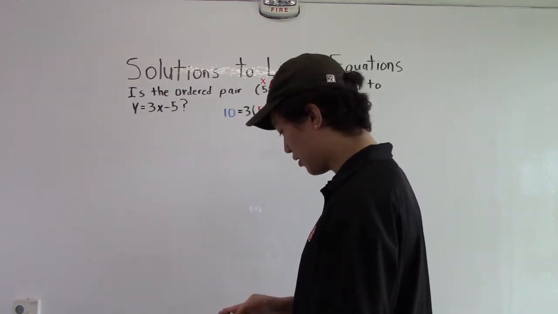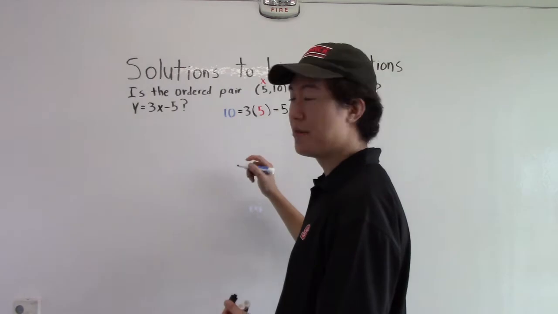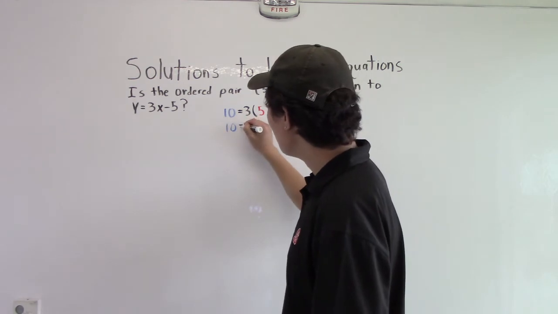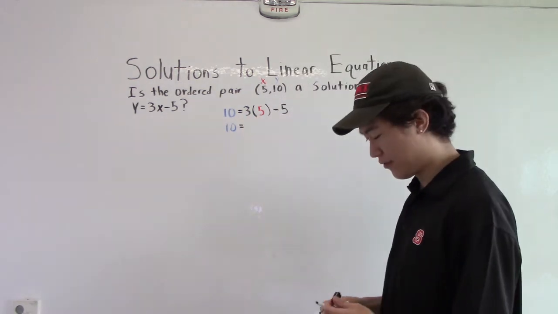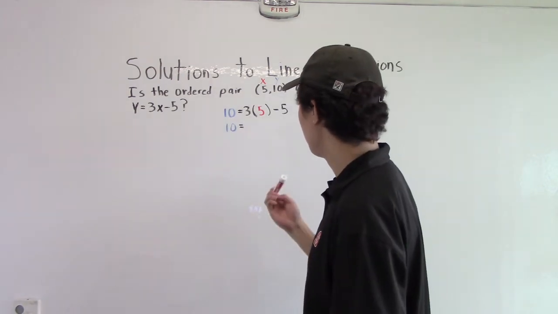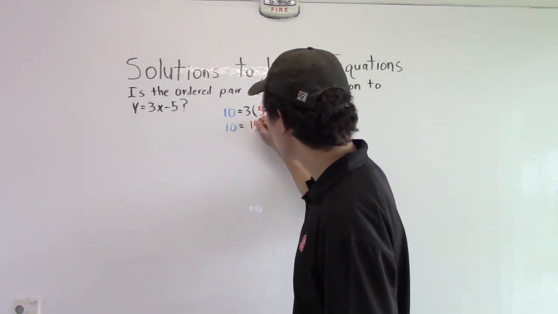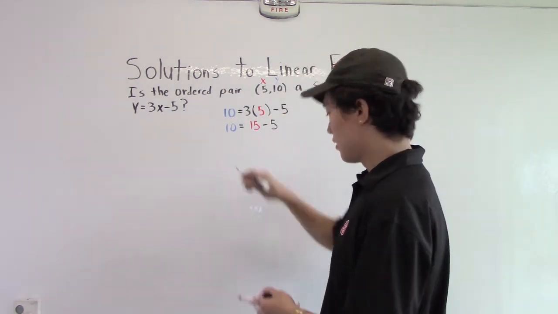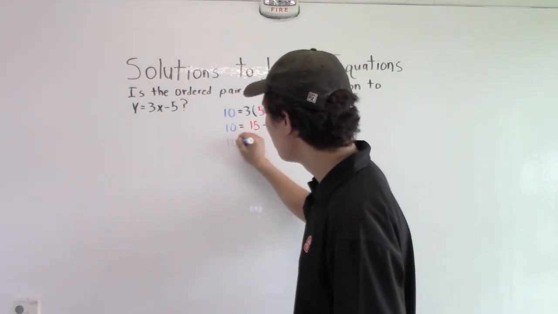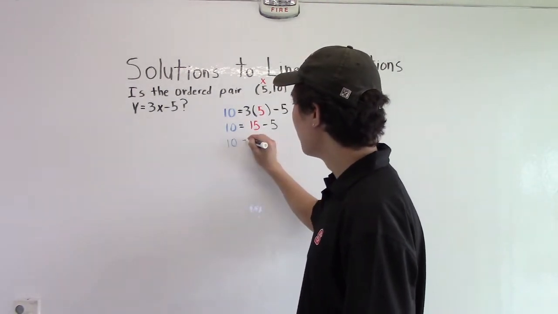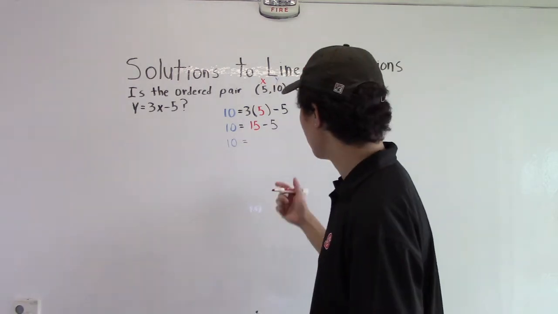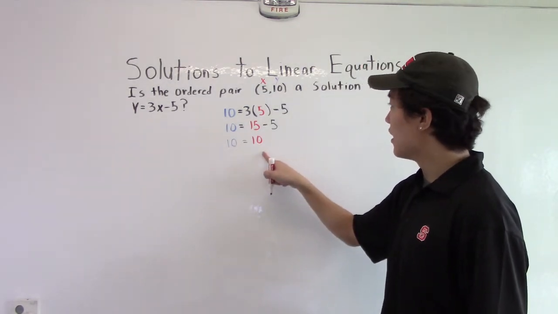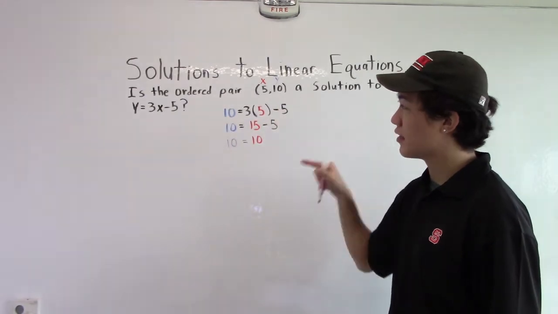From here, we still know that the 10 is going to be the same. We're going to be multiplying this 3 by this 5, which will give us 15, minus 5 again. The 10 still stays the same, and then we have 15 minus 5, which gives us 10. So as we can now see, 10 is equal to 10, and therefore the ordered pair (5, 10) is a solution to this linear equation.